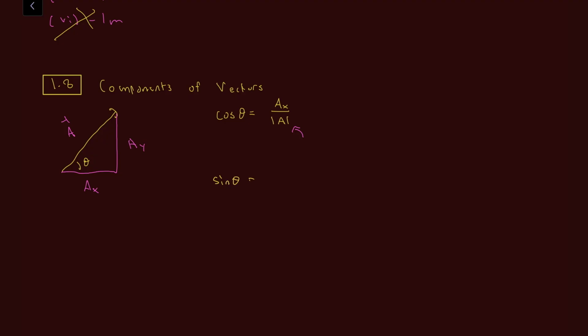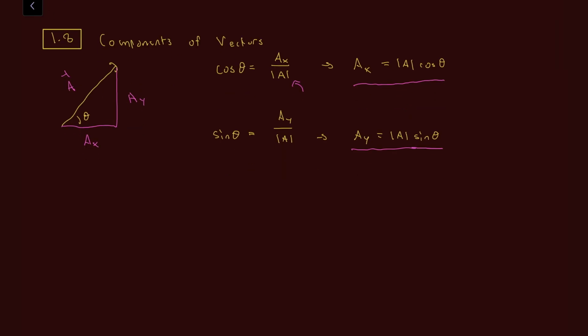We also know sine theta is the opposite over the hypotenuse. So we rearrange these specifically by multiplying the magnitude of A to both sides. We get the following. And this is going to be our working definition for the components of a vector. AX is equal to the magnitude of A times cosine of theta, and AY is equal to the magnitude of A times sine of theta.